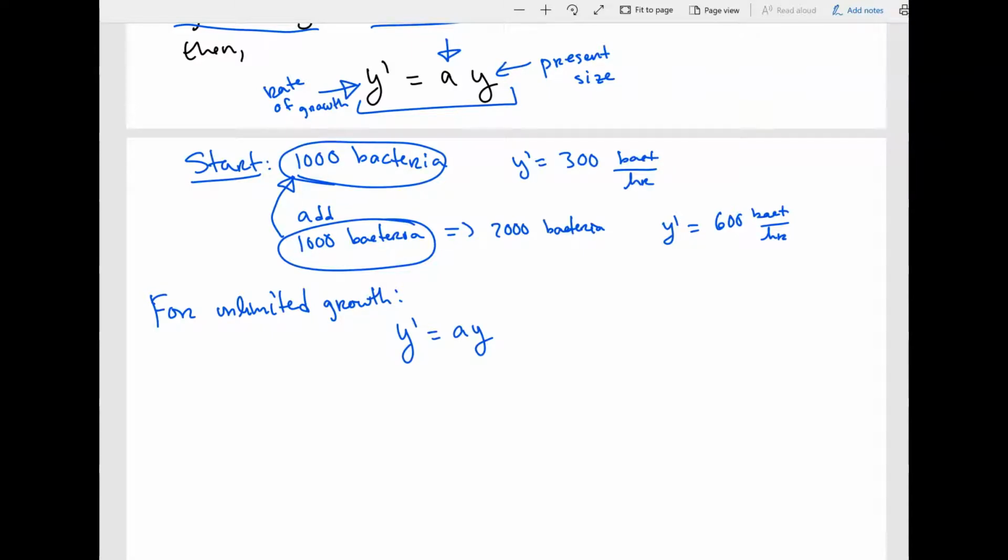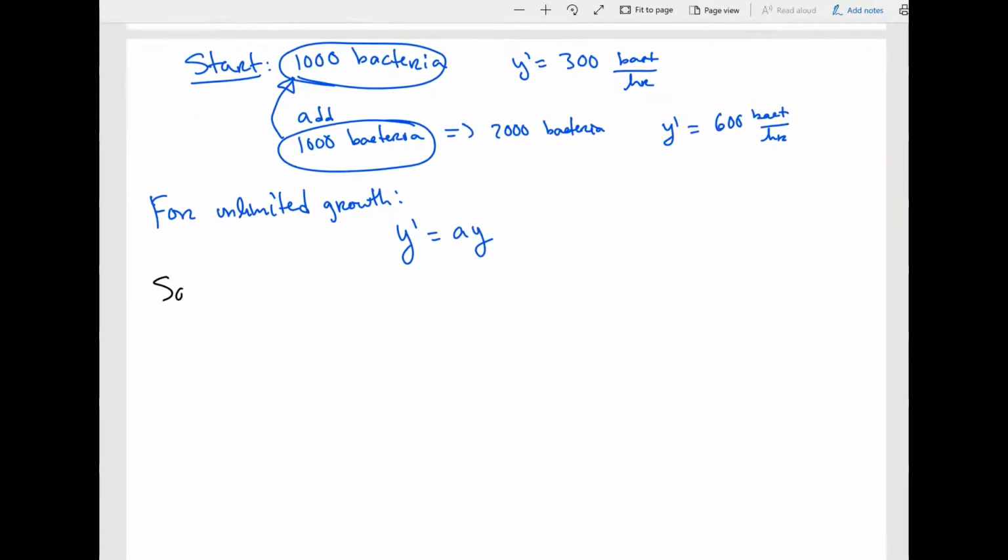So now I'm going to solve the differential equation for you. So let's just go ahead and solve it. What we're going to do is change this y prime to dy over dx. But it's not going to be x because we're talking about time, so it's going to be dt. And this is going to be equal to ay.